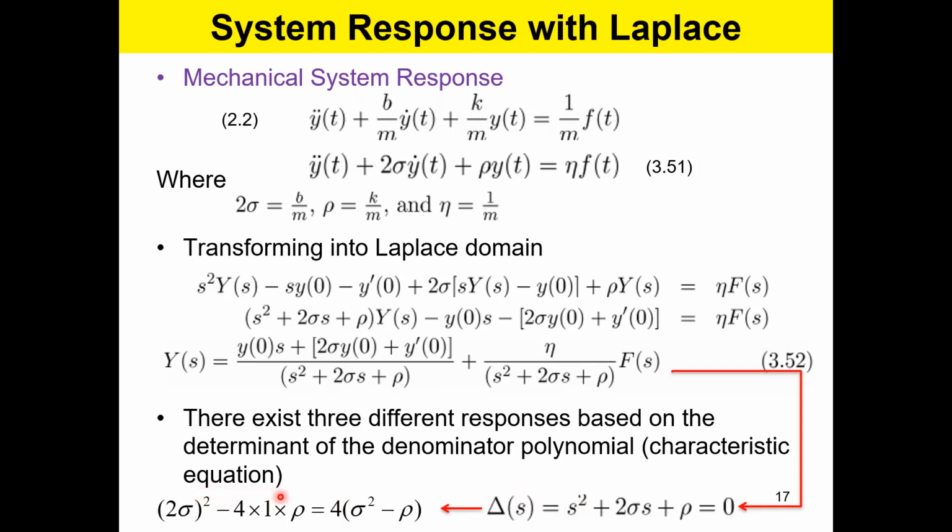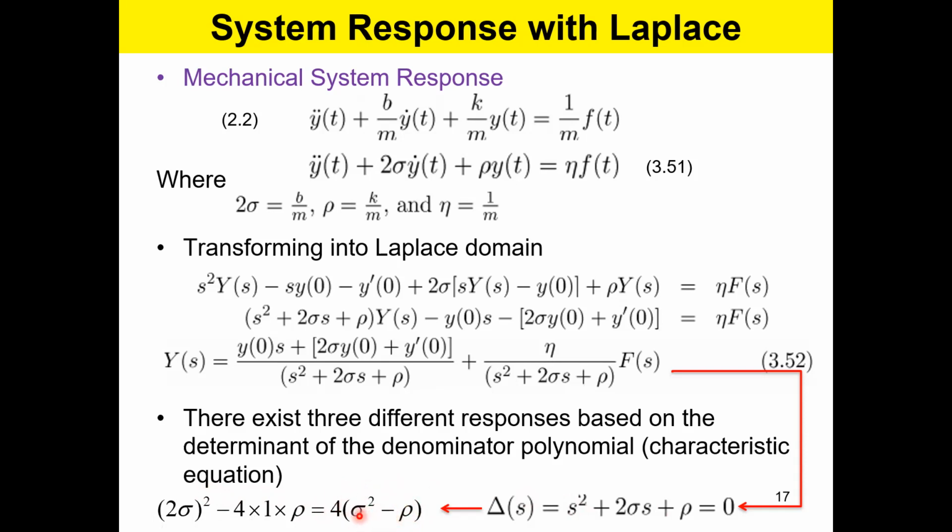So the determinant is actually 4 sigma squared minus rho. Eventually we have got it to a very simple expression: 4 times sigma squared minus rho. So let's forget about the 4. It is sigma squared minus rho.